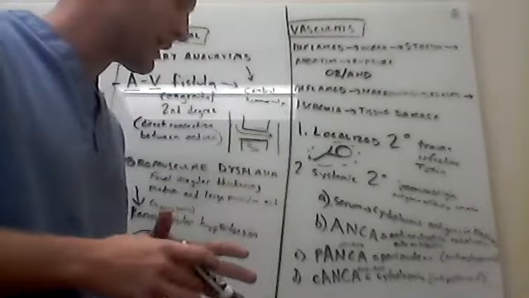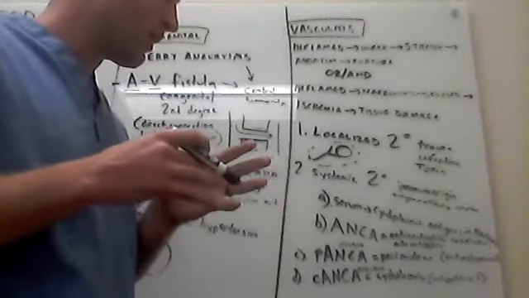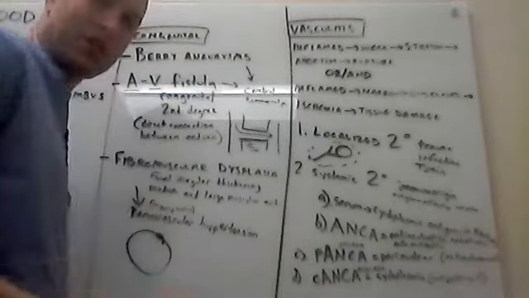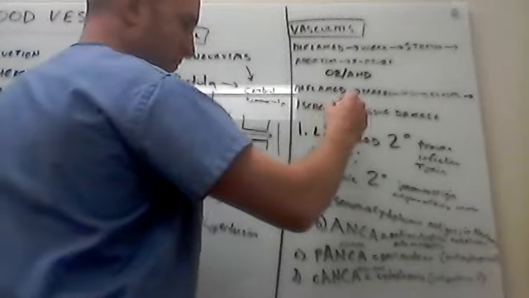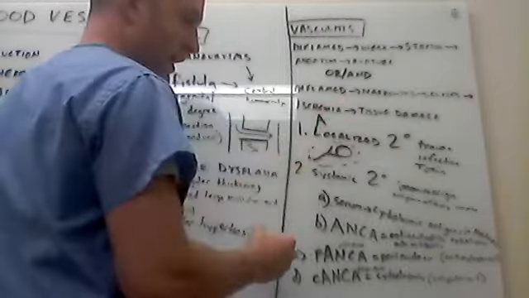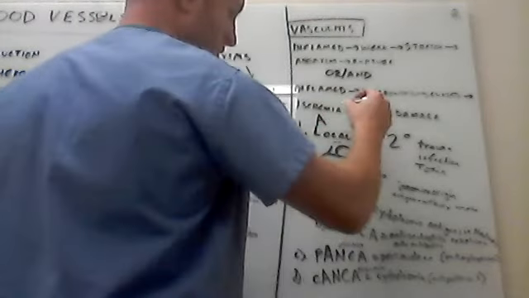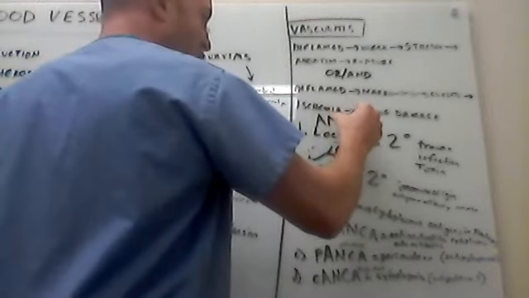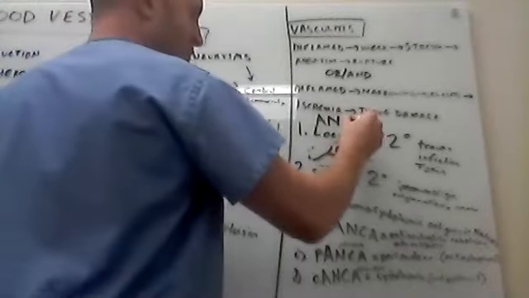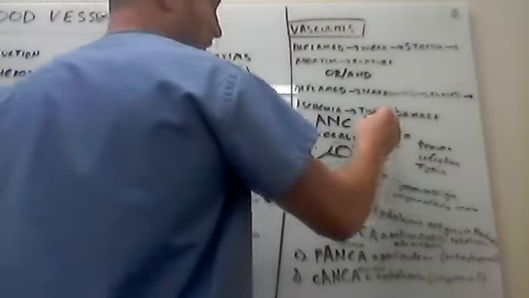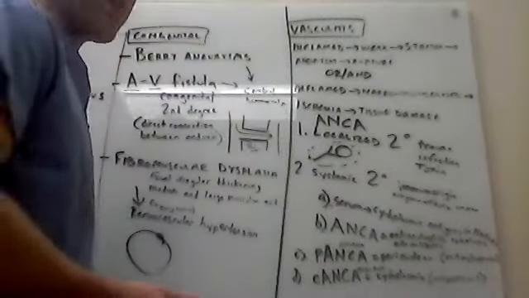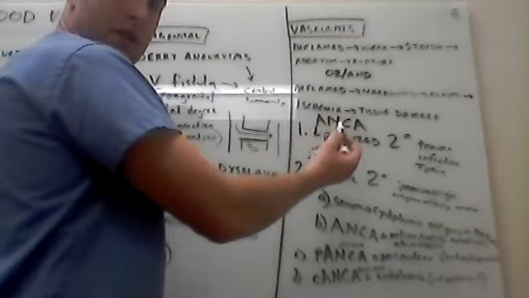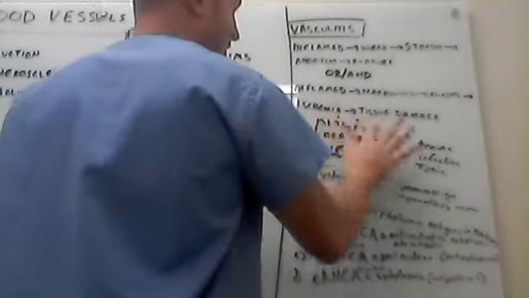anti-neutrophilic cytoplasmic autoantibodies. So I'll write it out so we can see. Anti is the A. Neutrophilic is the N. Cytoplasmic is the C. And autoantibodies is the A. That's the ANCA right there. If you can see that. Can't even see what I wrote, can you? Yeah, you can't see it. Okay, good. So that's ANCA.